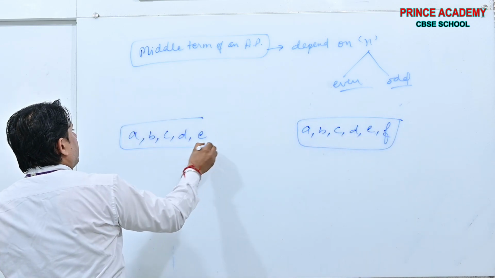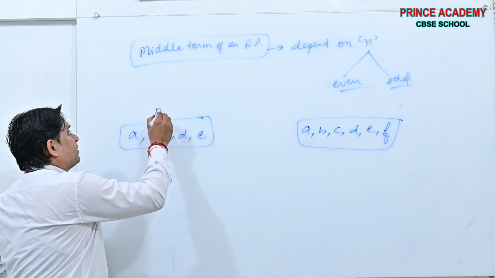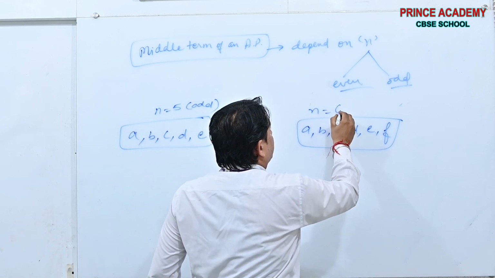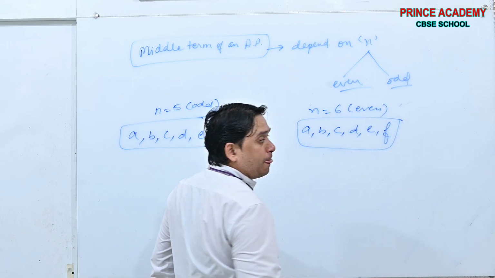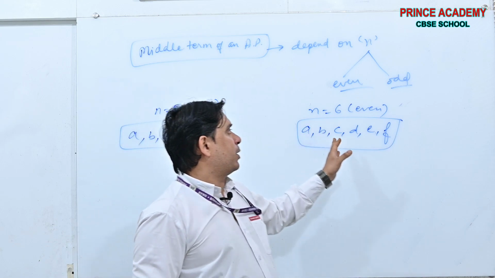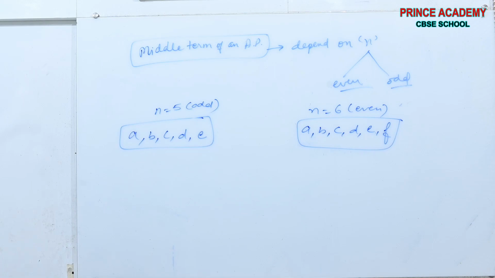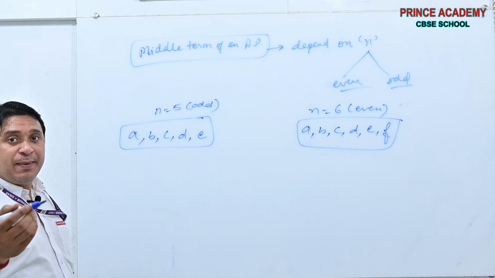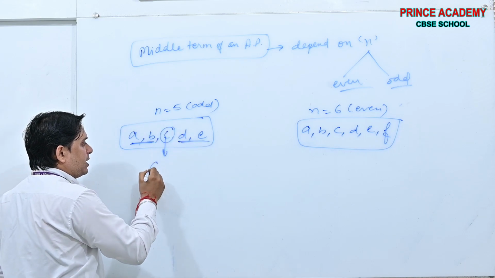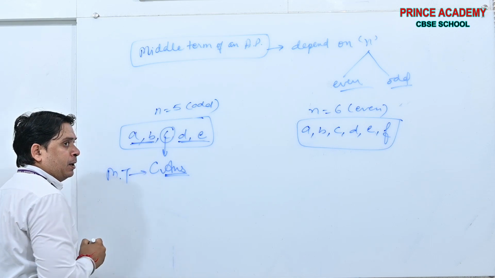See, here number of terms is 5. That is odd. And here number of terms is 6. That is even. Yes or no, beta? What is the question? Which is the middle term? C. 2 are left here, 2 are left here. C is the middle term. C is the answer. This is the middle term of this AP.